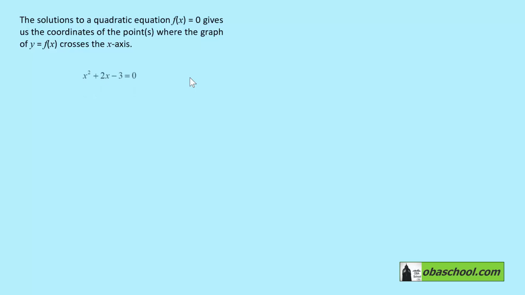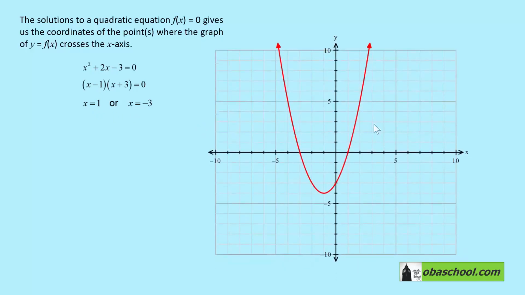So for example, if we have x squared plus 2x minus 3 equals 0, which factorises to x minus 1, x plus 3 equals 0, as we saw earlier in the example, that means x is 1 or x is negative 3. If we have the graph of y equals x squared plus 2x minus 3, we can see it crosses the x-axis at negative 3 and at 1.